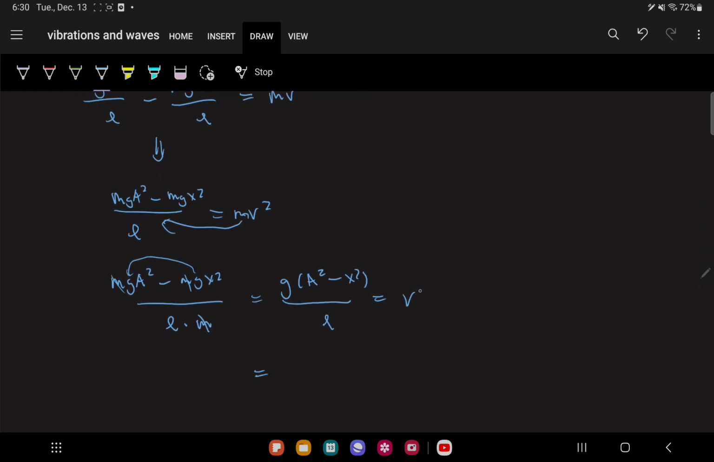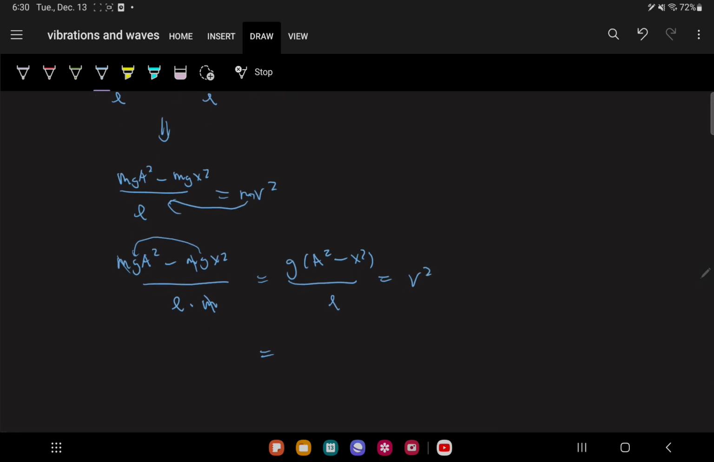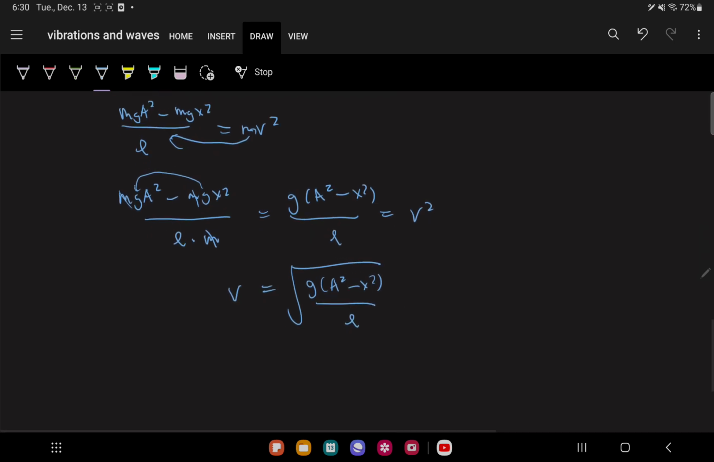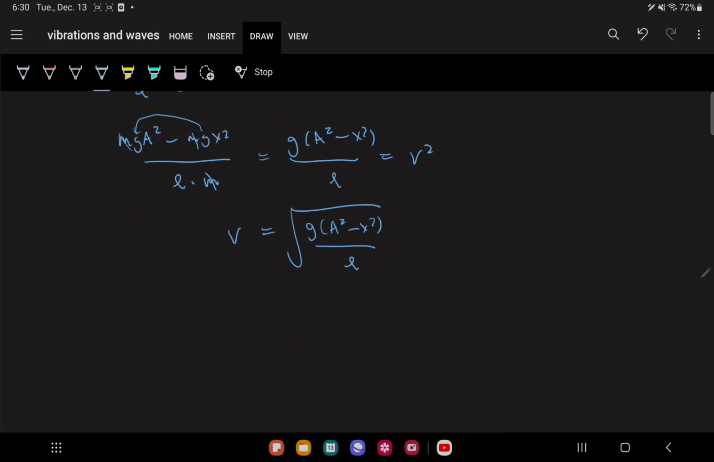And then if you want v, you need to square root this whole thing. So this whole thing just becomes the square root of g times (a squared minus x squared) divided by L. So this is our v, right? So now we obtain an expression for v.